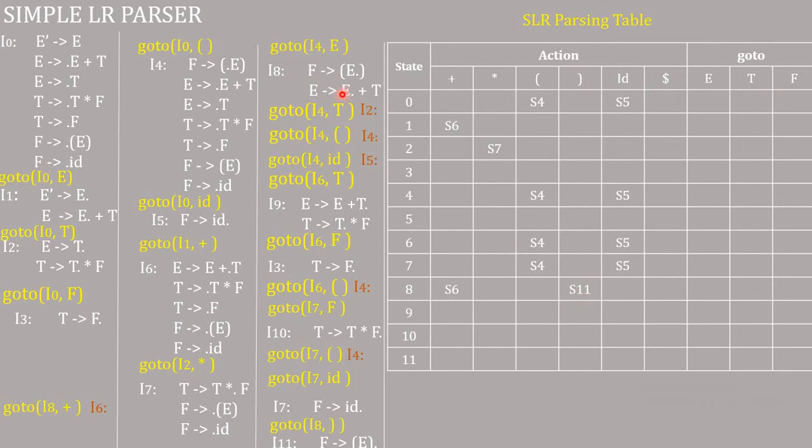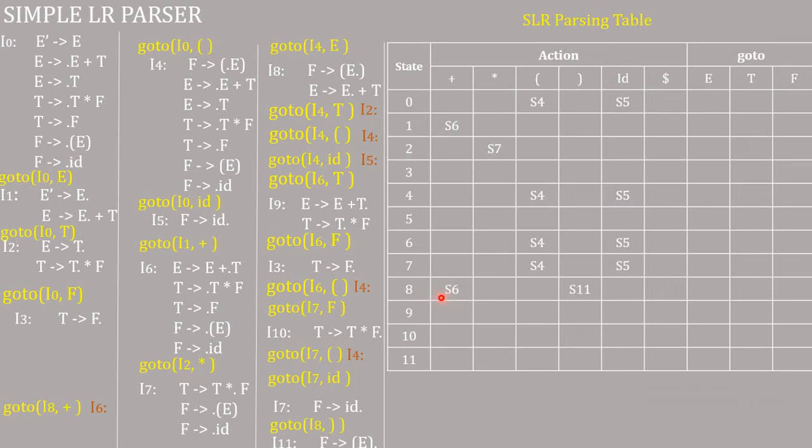Then you have a dot followed by plus. So for state 8 and for plus column it is shift operation, that is S6, because go to of I8 comma plus you will be getting the result as I6.